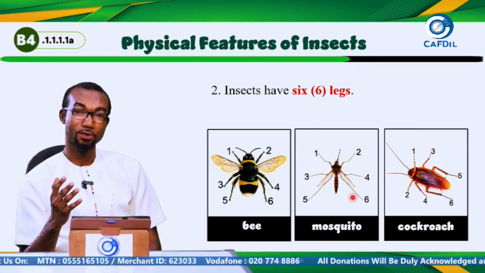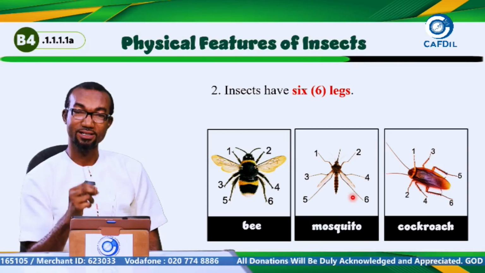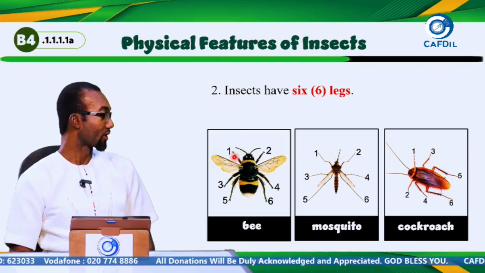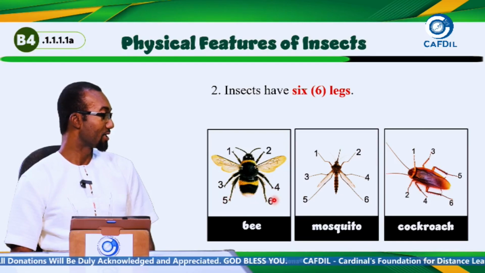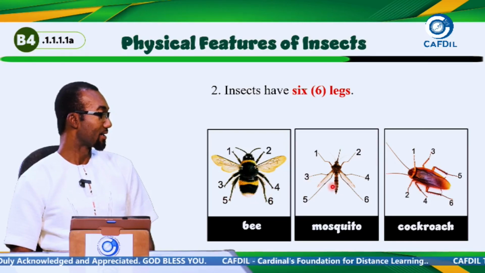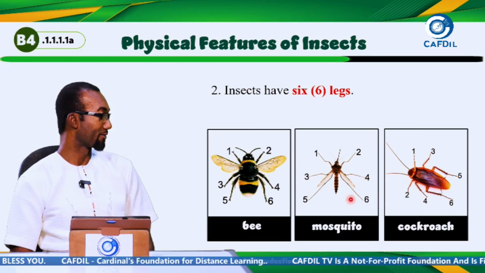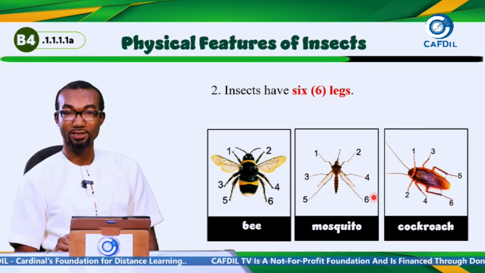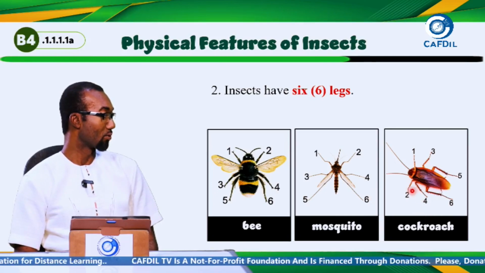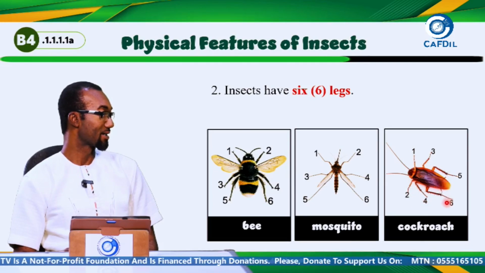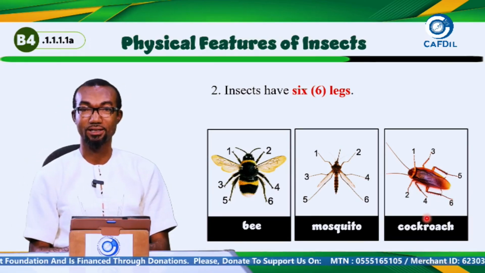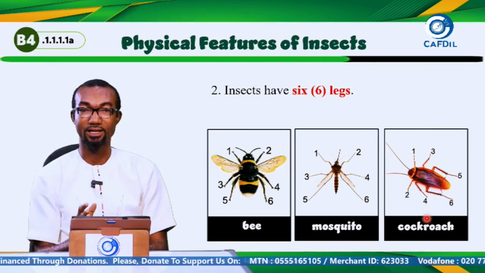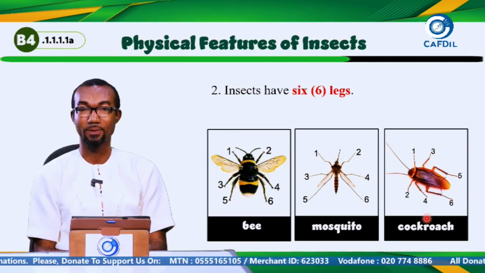So you have 2 legs, but they have 6 legs. If you look at this bee here, we have 1, 2, 3, 4, 5, 6. So this bee has 6 legs. Let's look at the mosquito here. 1, 2, 3, 4, 5, 6. The mosquito also has 6 legs. Let's take the cockroach too. 1, 2, 3, 4, 5, and then 6. So the cockroach too has 6 legs. So insects have 6 legs. That is another physical feature of insects.